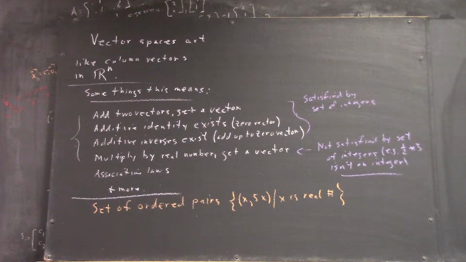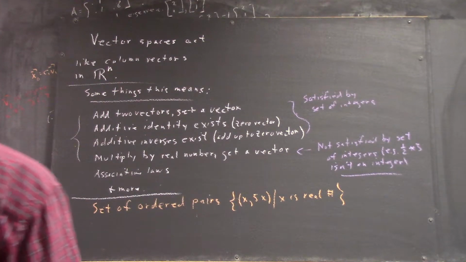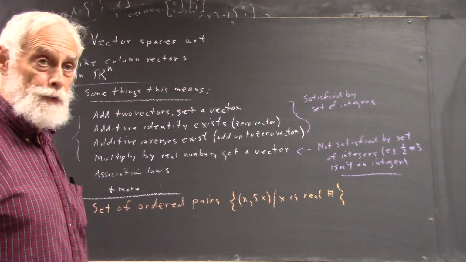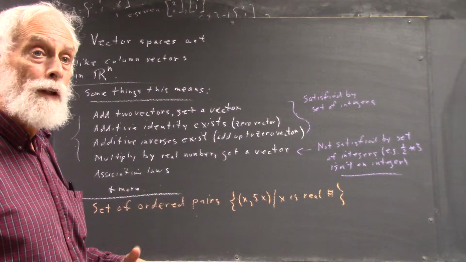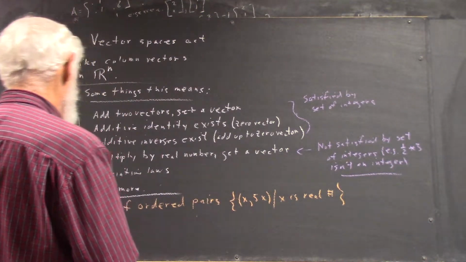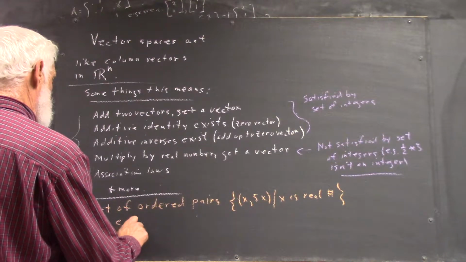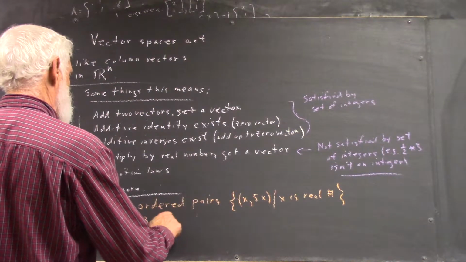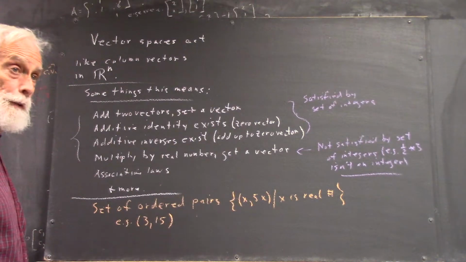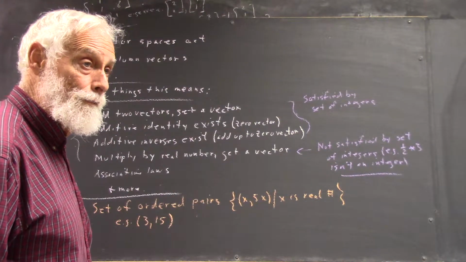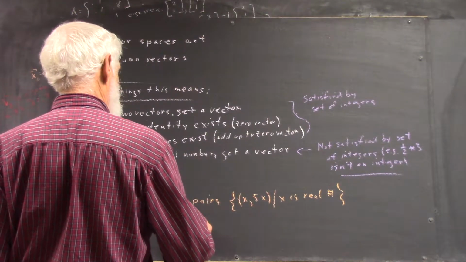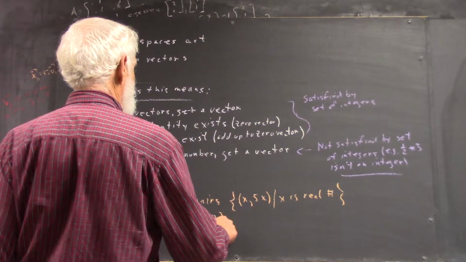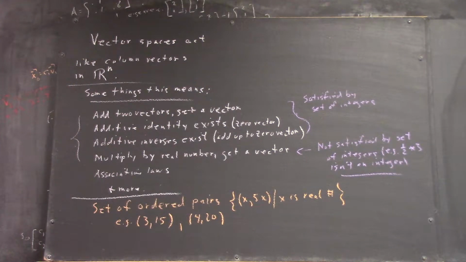Now, give me an example of an ordered pair that satisfies this. 3, 15. Can you? 3, 15. And Cole, give me an ordered pair. 4, 20. I know what it is, but just make sure you're saying it right. Okay, 4, 20, right? Yes. Okay.